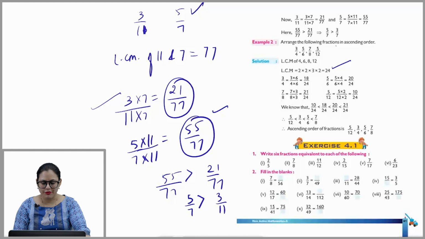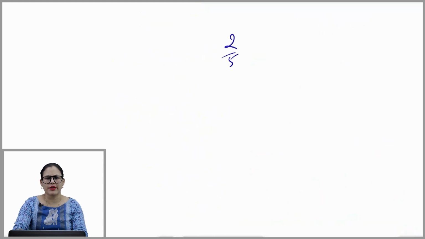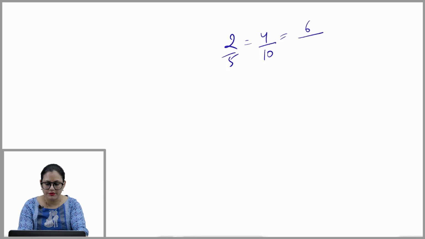Let's do Exercise 4.1. Write 6 fractions equivalent to each of the following. 2 by 5. You have to write 6 fractions which are equivalent to this fraction. You can write any fraction. Let's multiply it by 2. 2 2s are 4 and 5 2s are 10. 2 3s are 6 and 5 3s are 15. 2 4s are 8 and 5 4s are 20.